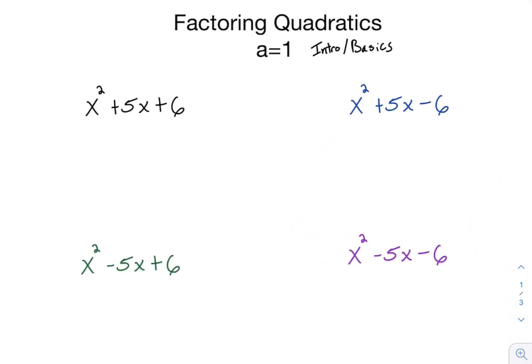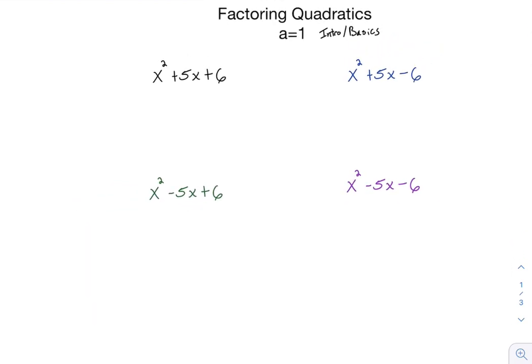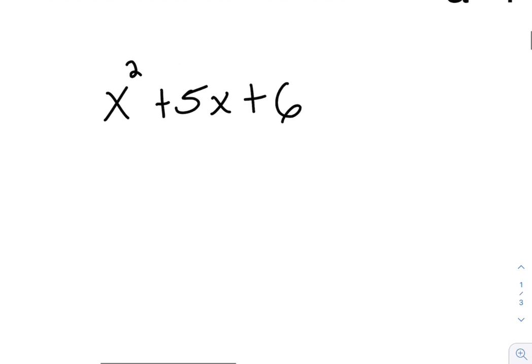Alright, so here we have 4 different quadratics. They're all different. They look similar, but you can see the signs are different. Again, this is going to be the basics. We'll do a little more complicated examples in the next video. So we just want to get an idea what the basics are.